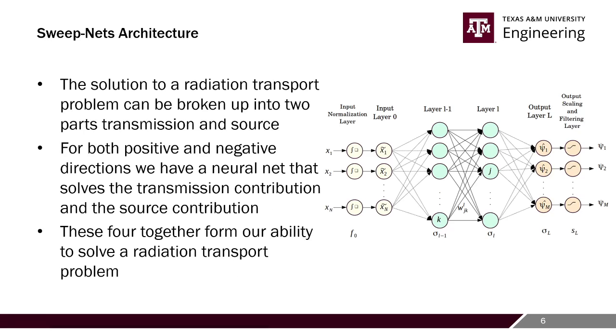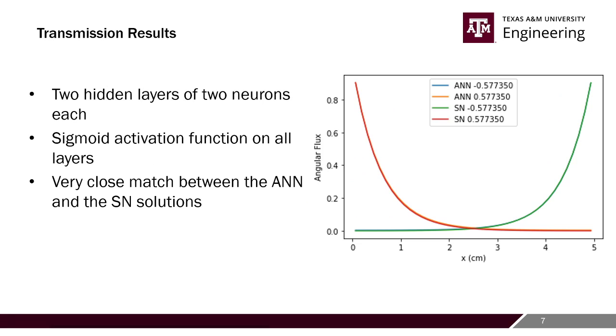To go into a little bit more of the specifics of our architecture, the solution to a radiation transport problem can be broken up into two parts: the transmission contribution and the source contribution. For both the positive and negative directions, we have a neural net that solves the transmission contribution and the source contribution, which means altogether we have 4 neural nets that together form our ability to solve a radiation transport problem with our sweep nets. And so first, to go over the transmission results.